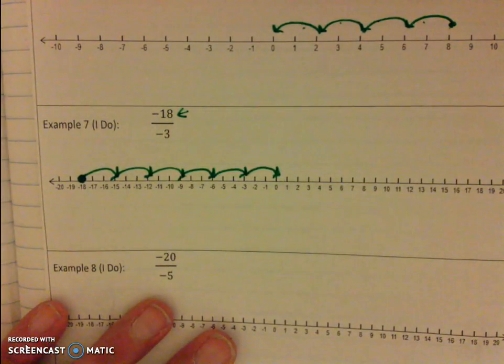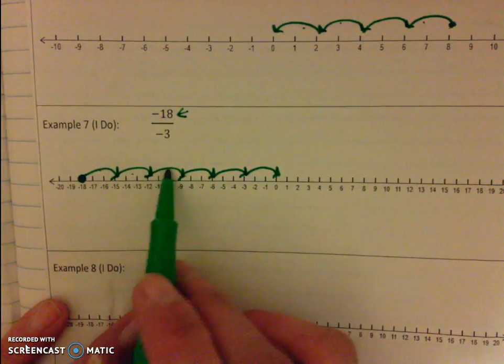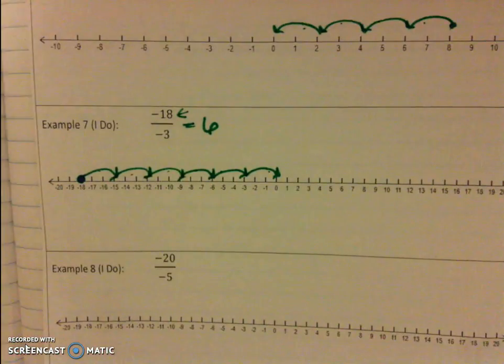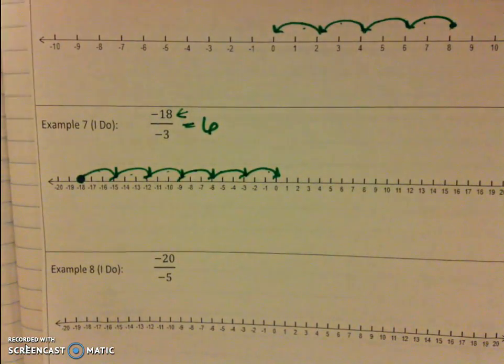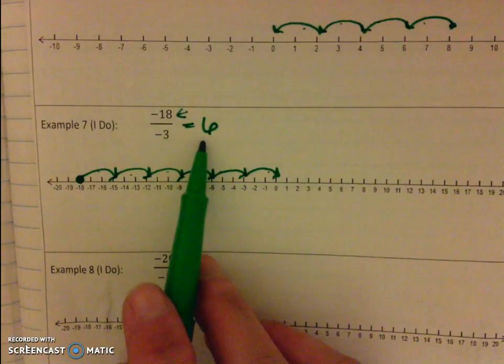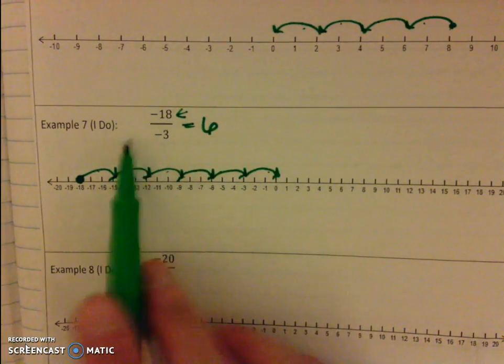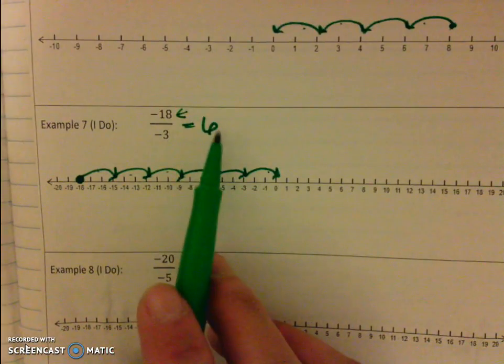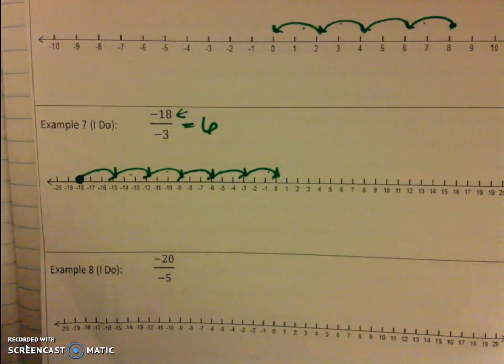So how many groups did we make? 1, 2, 3, 4, 5, 6. So I made 6 groups. So my answer is a positive 6, because you can't have negative groups. We have positive groups. Okay, so -18 divided by -3 gives me 6 groups. Okay, pause it here and try 8.